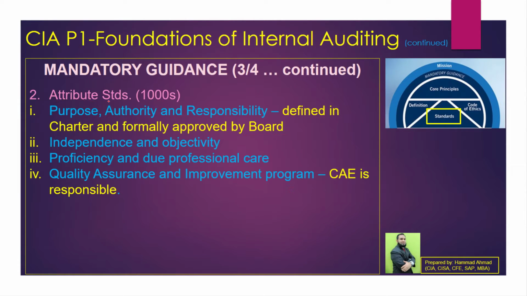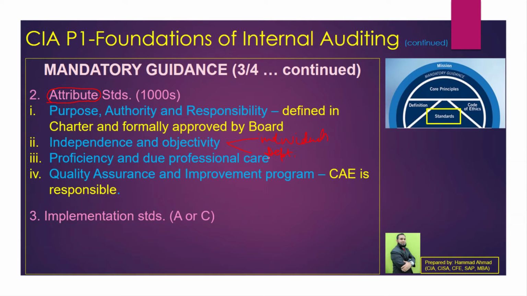Okay, got this point? We talked about that attribute means characteristics of the individuals as well as the internal audit department. Hence it is saying independence and objectivity of individuals as well as the department. Then proficiency and due professional care. Then quality assurance and improvement program, which is the ultimate responsibility of the chief audit executive.